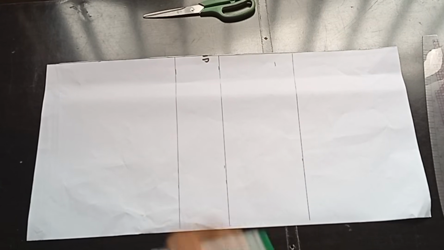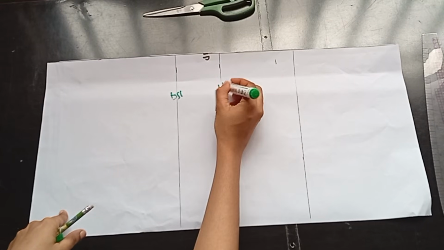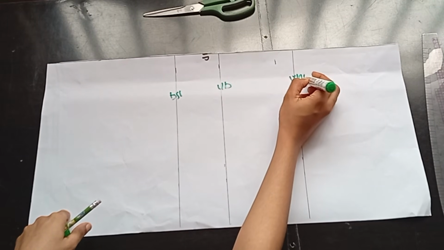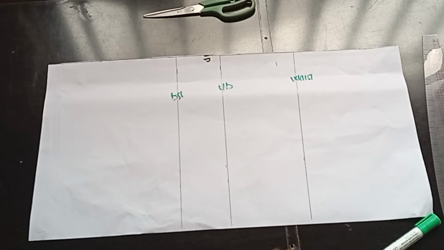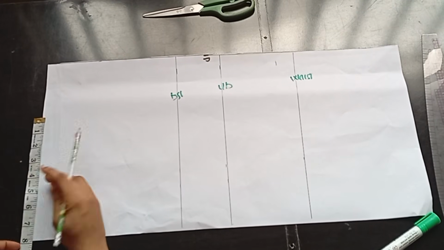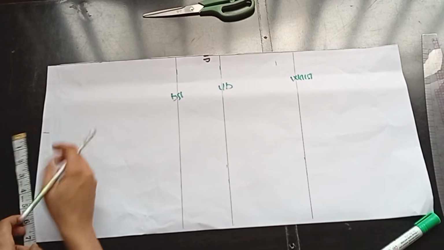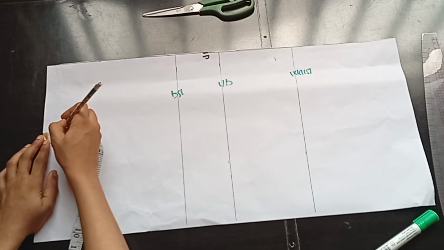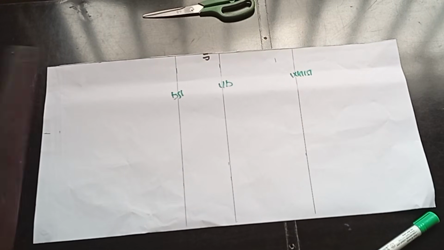Now, the first thing you need to do is to mark your shoulder to bust, shoulder to under bust, and shoulder to waistline. Now, after you're done marking that, you're going to mark your shoulder divided by 2 and come down by 1 inch. After you're done marking that, go ahead to place your ruler and draw out your shoulder slope.